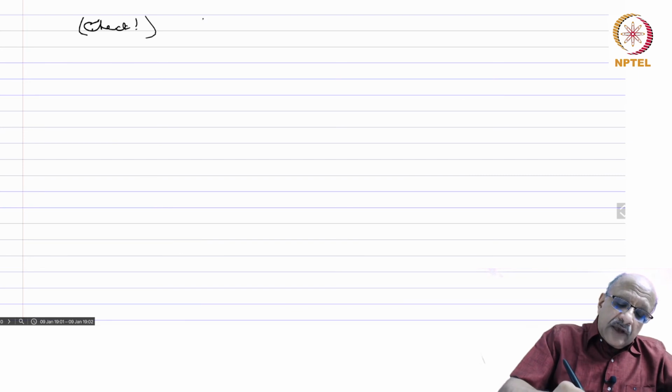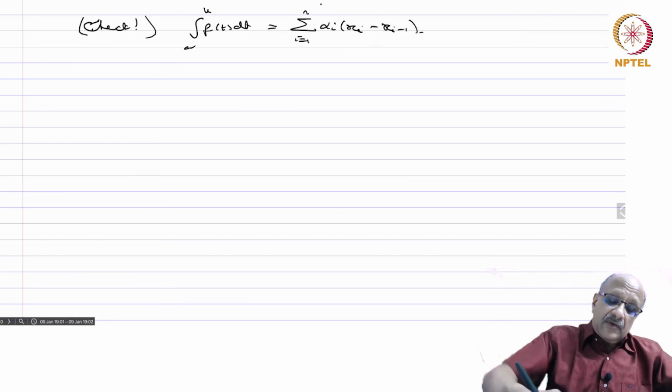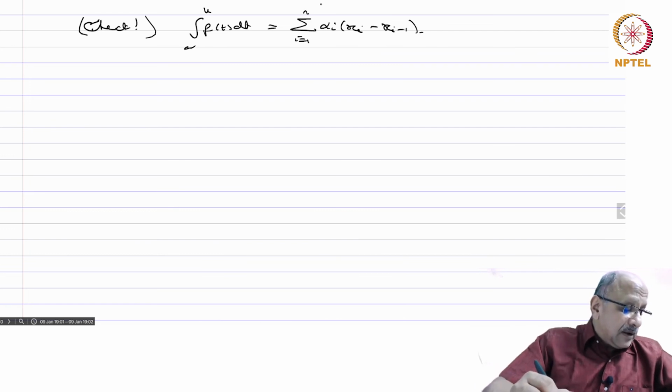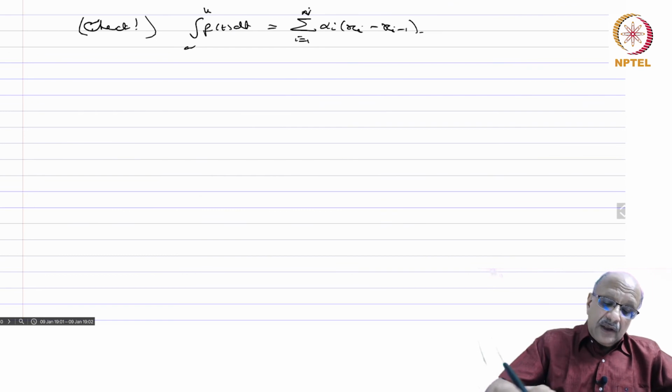So you can check that the integral of f(x), f(t) dt from a to b is nothing but the sum over i from 1 to n of alpha_i times (x_i minus x_{i-1}). One can check this. This is standard. Just apply the definition and we will get it.